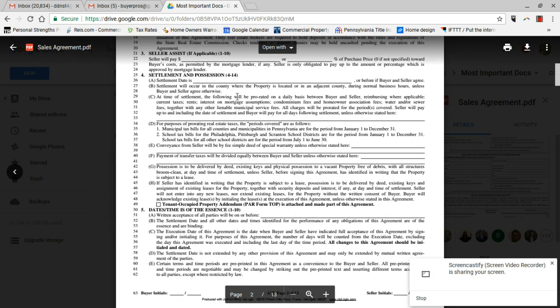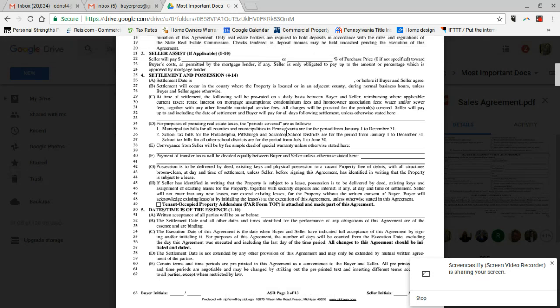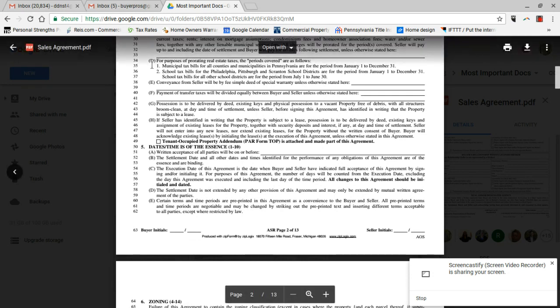Settlement date, so that's going to be when we close the deal. It's going to be on or before, so it's going to be this date or before. You can close before this date without having an addendum. You don't need an addendum to close early. If you're going to close later than that date, you have to do an addendum to extend the settlement date. This talks about real estate taxes. They'll be prorated at the time of settlement, which is customary.